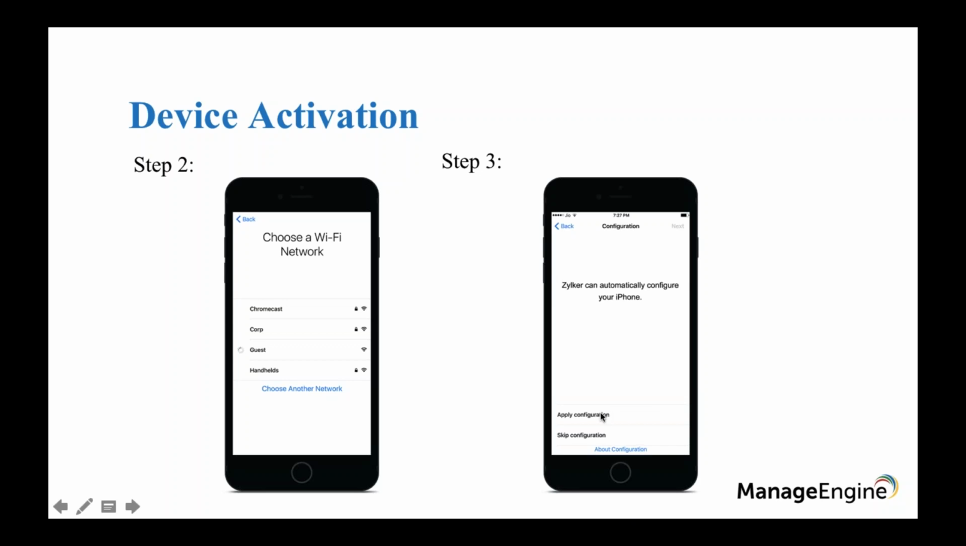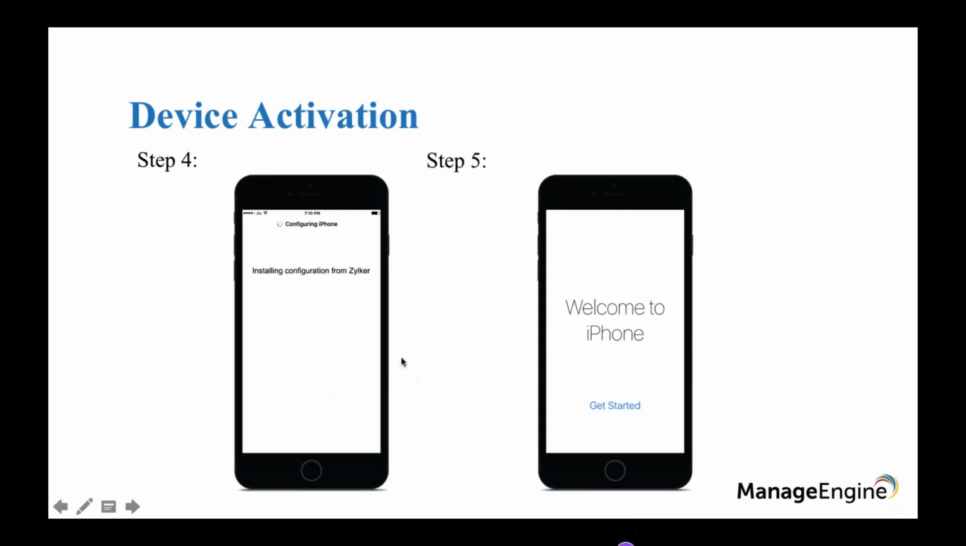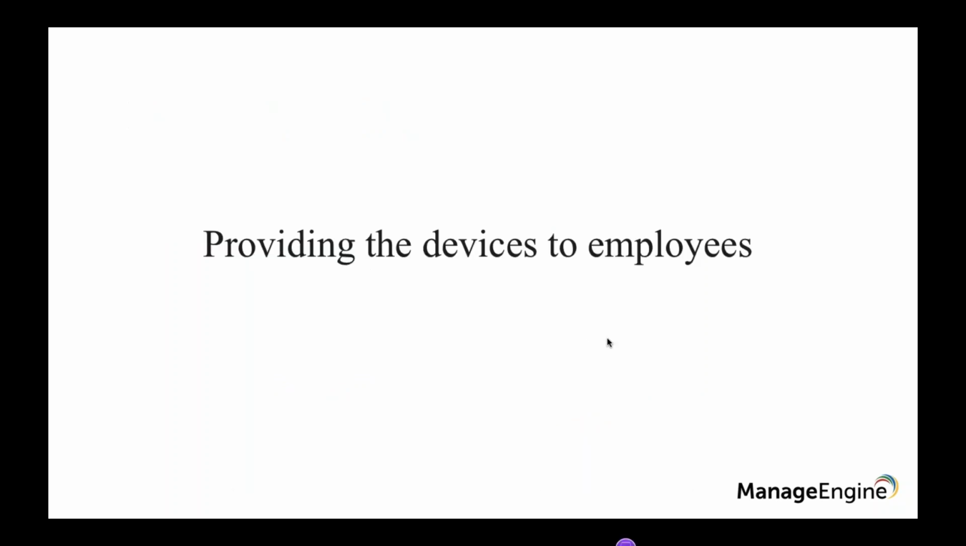So here I will have to choose Apply Configurations. In case I choose Skip Configuration, I will not be able to manage this particular device. So once the installation is completed, the device will be managed. As I had chosen to skip all the initial setup steps, the device will be ready to use. So my next step is these devices are new and I will be the one providing it to my employees. And hence, I can assign each of these devices to my employees.